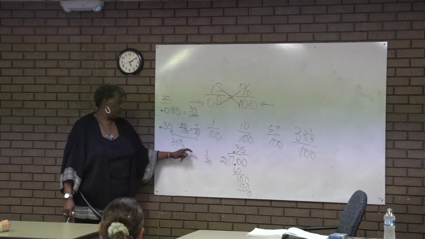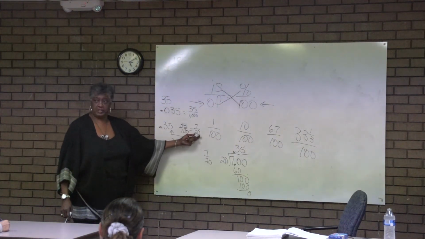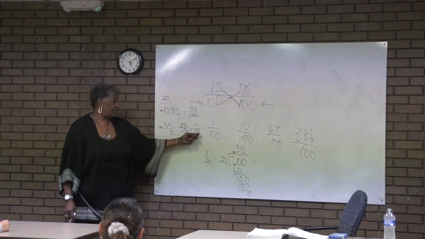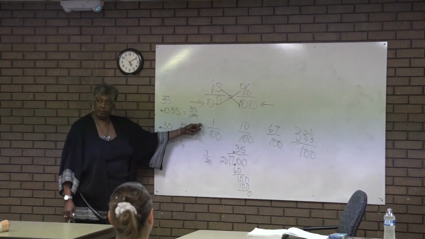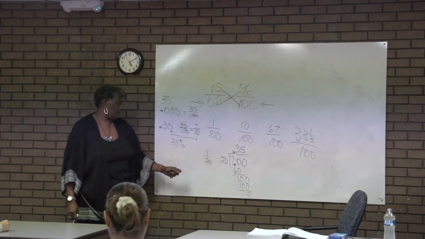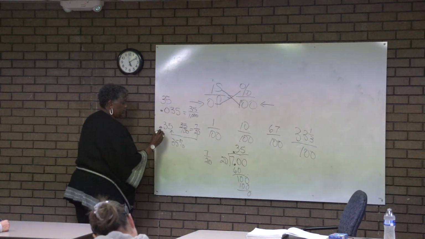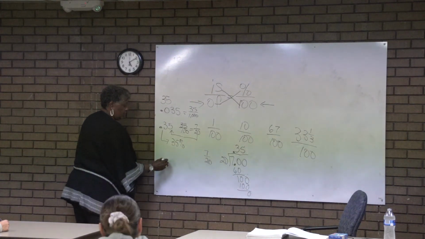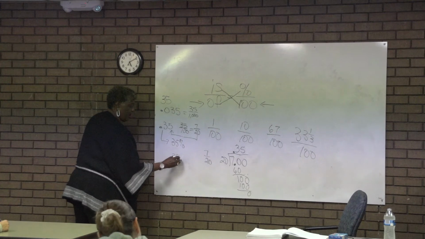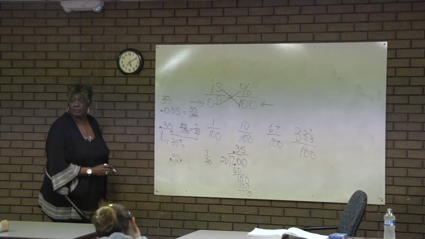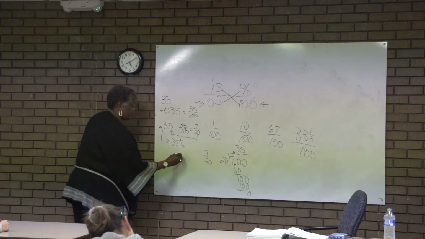Okay? So to change a decimal into a fraction, read it, write it, reduce it. To change a fraction back into a decimal, divide the denominator into the numerator. To change a decimal into a percent, all you need to do is move the decimal point 2 places to your right, which means you are multiplying that number by 100. 2 places to the right and add your percent sign.